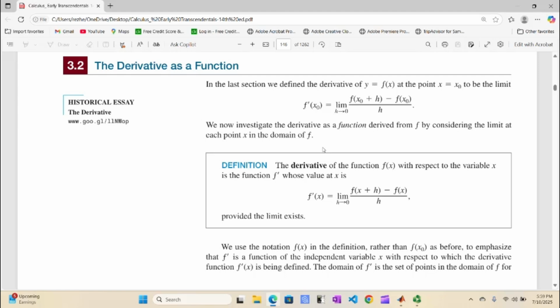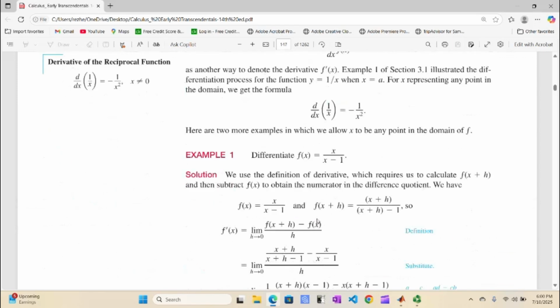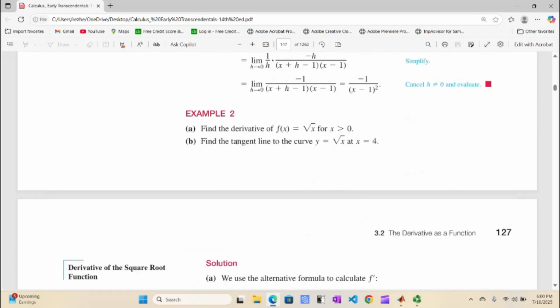Hello, in this video we're going to calculate the slope of a tangent line and the equation of a tangent line in MATLAB. We're also going to find the derivative first before doing that. So what I have opened here is the derivative as a function section of my calculus book. We are going to be looking at example 2 here.